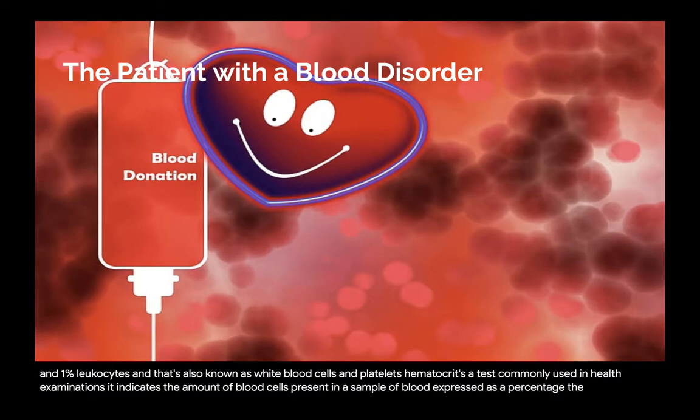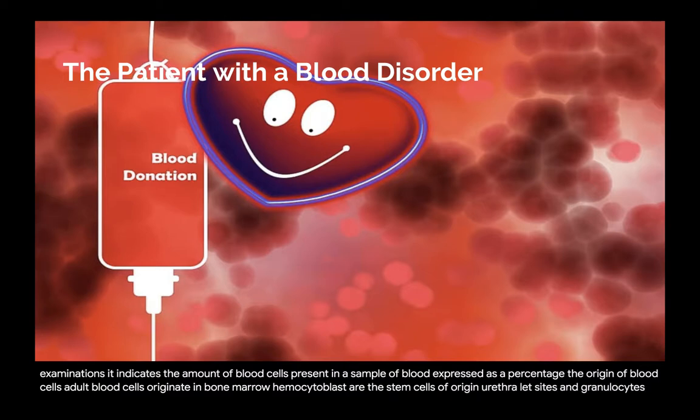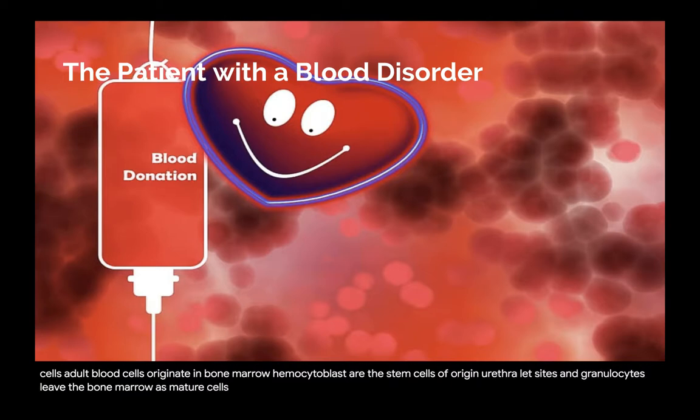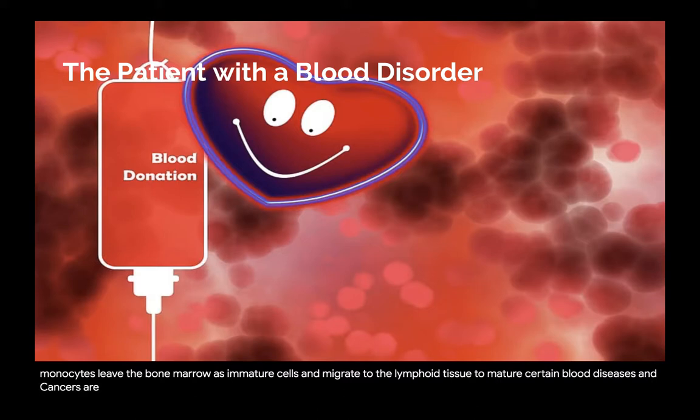The origin of blood cells. Adult blood cells originate in bone marrow. Hemocytoblasts are the stem cells of origin. Erythrocytes and granulocytes leave the bone marrow as mature cells and enter the circulating blood. Agranulocytes, which consist of lymphocytes and monocytes, leave the bone marrow as immature cells and migrate to the lymphoid tissue to mature. Certain blood diseases and cancers are characterized by the predominance of immature cells.